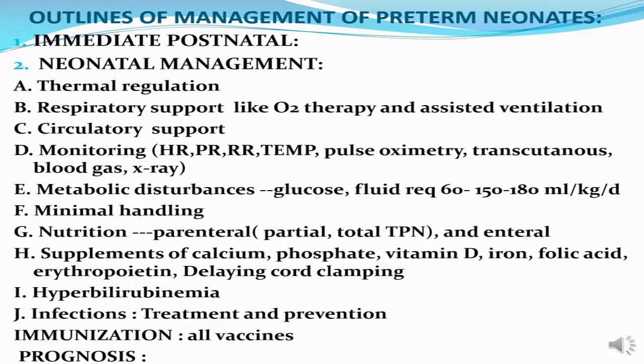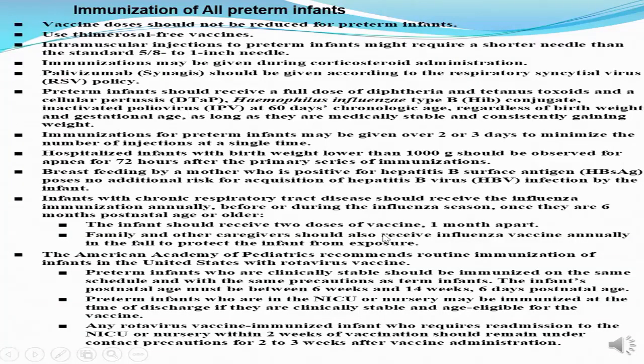Immunization of a preterm baby is the same as a term baby, except that hepatitis B vaccine is usually given when the baby's weight becomes more than 2 kg. And this is the immunization of all preterm babies. This is for reading, not for examination. This is by the American Academy of Pediatrics.